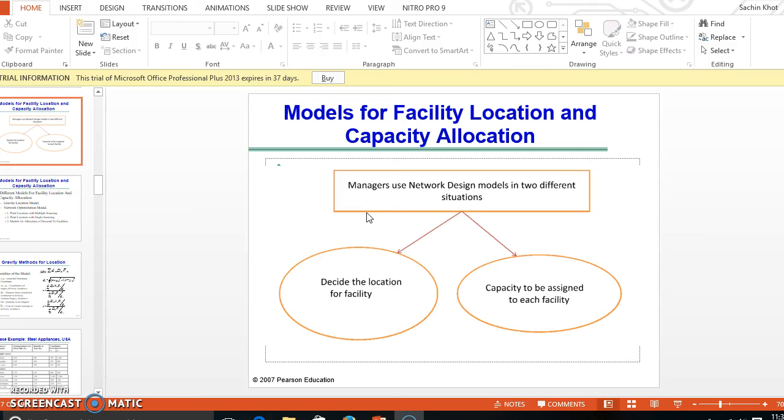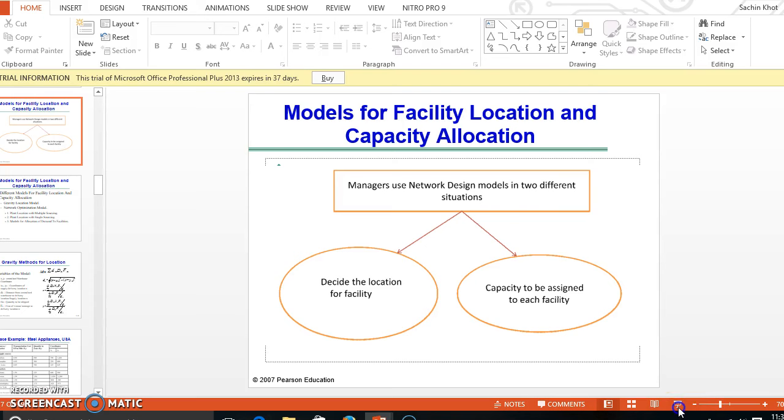Now, in the network design concept, there are two different situations where a manager has to decide at what location the facility has to be located and how much capacity to assign to that facility. So these are the two cases where managers have to take decisions: deciding the location of the facility and what capacity should be allocated to that facility.